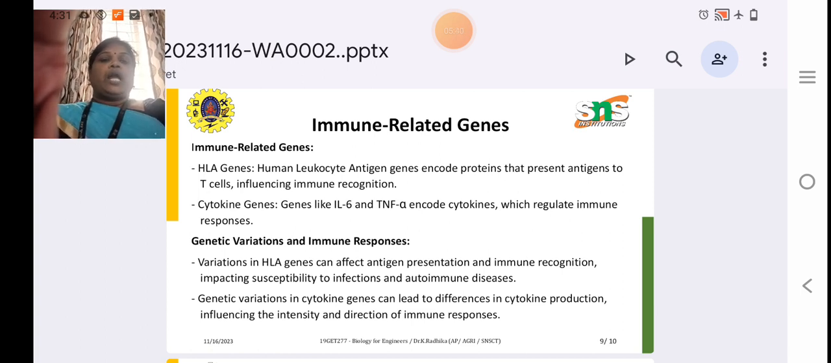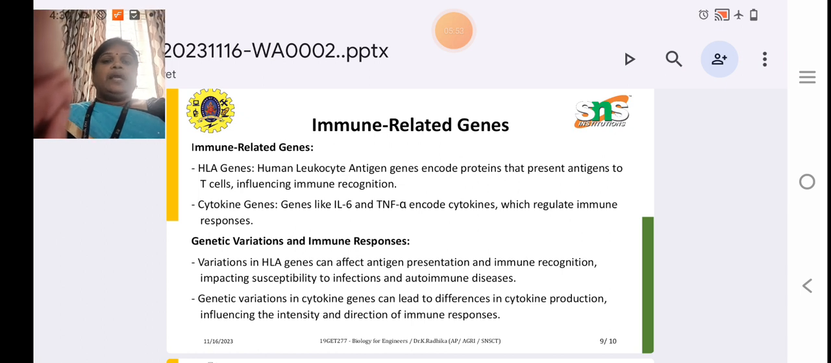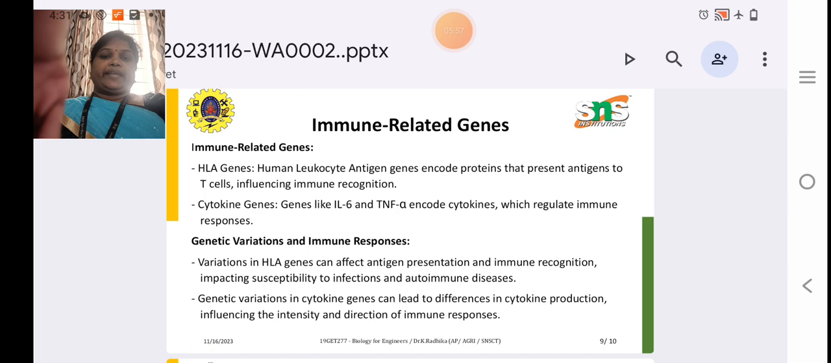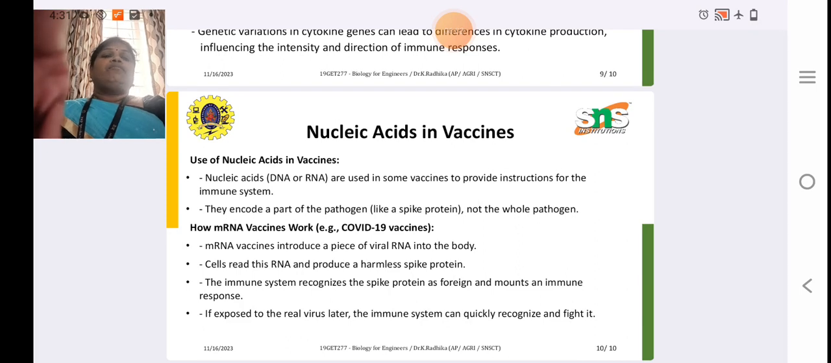Genetic variation and immune responses. Variation in HLA genes can affect antigen presentation and immune recognition, impacting susceptibility to infection and autoimmune diseases. Genetic variation in cytokine genes can lead to differences in cytokine production, influencing the intensity and direction of immune response. Finally, nucleic acids in vaccines.